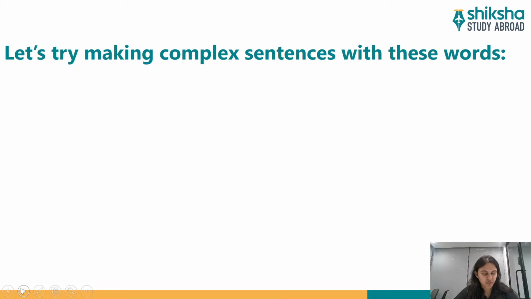So the first word with which you have to make a sentence, and try making a complex sentence, okay? All the words which I'm giving you will gradually be turning into complex sentences, because I'm basically giving you a list of cohesive devices and linking words. So the first linking word with which all of you have to make a sentence and write it down in the comment section is "however".